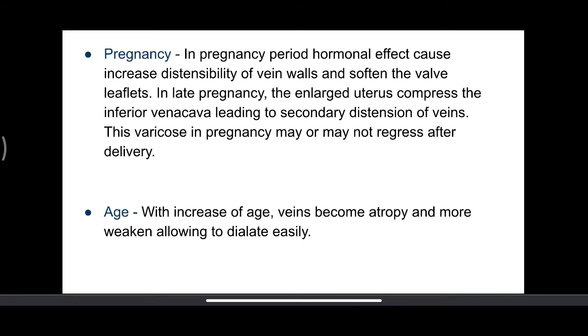The third etiology is pregnancy. In the pregnancy period, hormonal effects cause increased distensibility of the vein valves and soften the valve leaflets. In late pregnancy, the enlarged uterus compresses the inferior vena cava, leading to secondary distension of veins. This varicosity in pregnancy may or may not regress after delivery. The fourth one is age. With increasing age, veins become atrophic and weaker, allowing them to dilate easily.